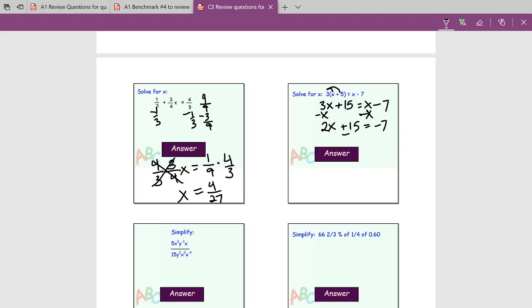And now it's just a two-step equation by subtracting 15. 2x is equal to negative 22. Divide by 2 and I get x equals negative 11.